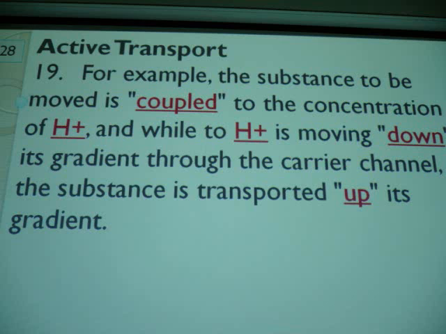There might be a gradient for hydrogen where there's 10,000 moving to an area of less concentration. And there might be a lot of me, but when I hook myself to hydrogen and he moves, then guess who moves with him? I do. And I might be moving actually against my gradient. But my car is locked onto hydrogen. So when hydrogen moves down its gradient, it might tote something with it that's moving up his.